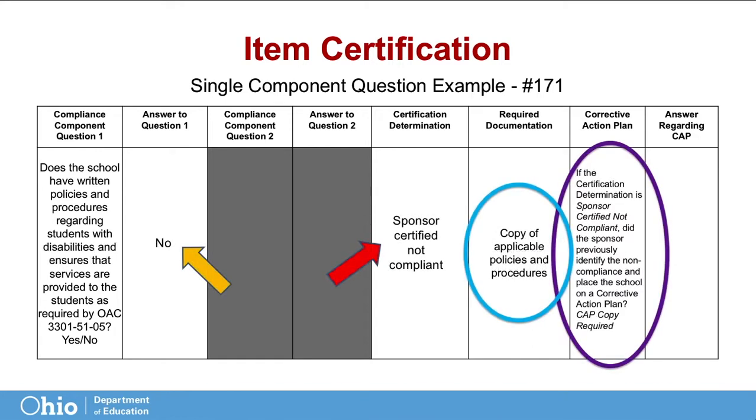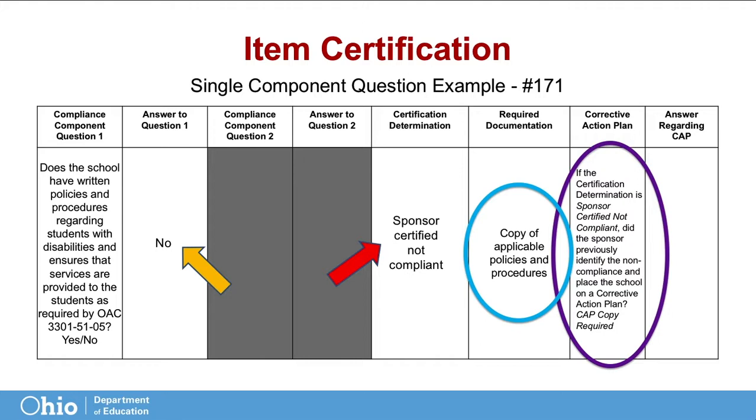You will enter your response to the listed question. In this example, we have answered no, stating that the school does not have written policies and procedures regarding students with disabilities and does not ensure appropriate services are offered to those students as required by law. When you hit the enter button or move to a different cell, the certification determination is displayed based on the sponsor's response to question 1. In this case, the answer no means that you are certifying that the school is not compliant for this item.